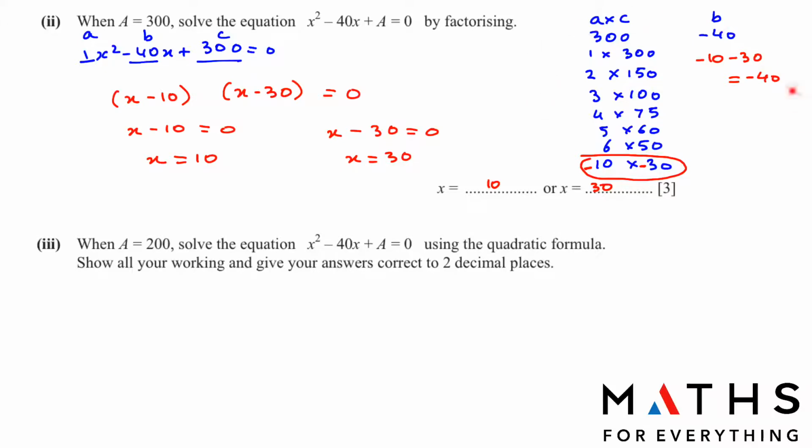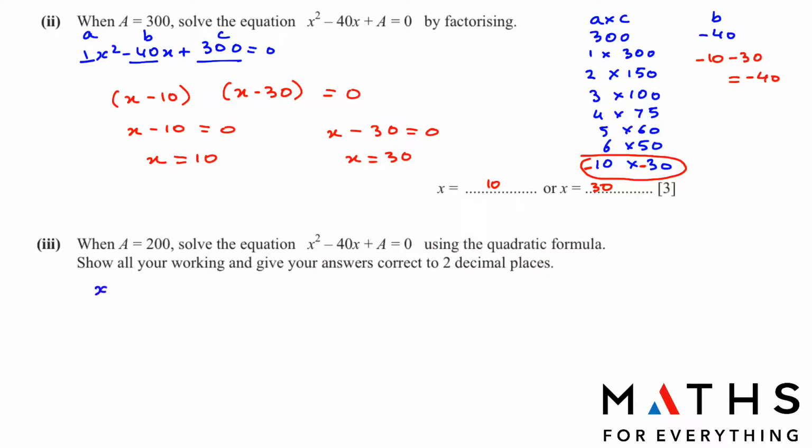You will have to show that you worked out something. You cannot just get the answer from the calculator. There are different ways to factorize. Whichever way you know, you have to show your working. Next, when a is 200, solve the equation using the quadratic formula.